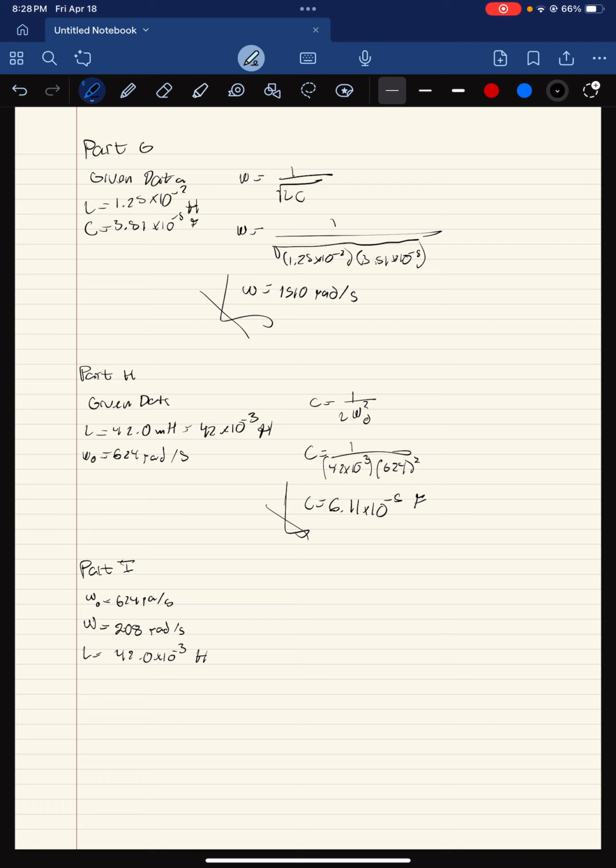Amazing. To find R, the equation that we're going to use is (R over 2 times the inductance) squared, yeah, equals the initial angular frequency squared minus the angular frequency squared. Amazing. Now let's get to the calculation.